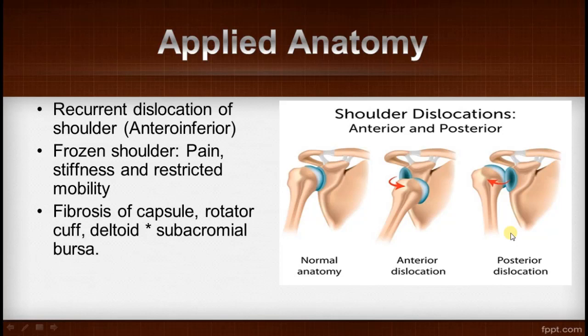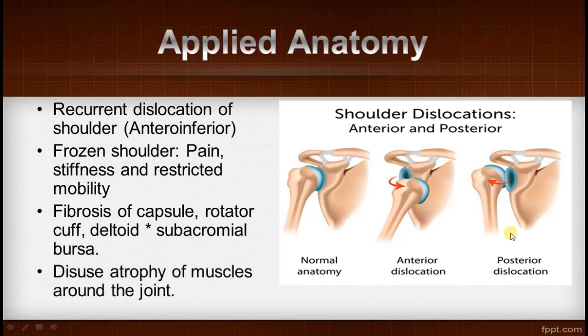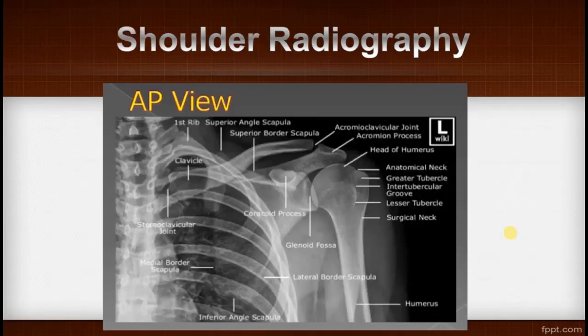So movement restriction and stiffness of the shoulder takes place, most common in periarthritis. Again, diabetic people tend to suffer from periarthritis. Because there is movement restriction, there is disuse atrophy of the muscles. The muscles become thin and weak, and wasting of the muscles takes place around the joint.